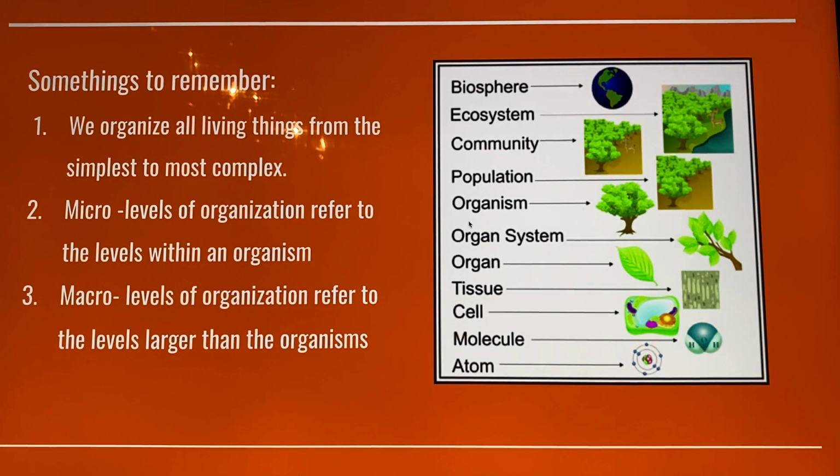All right, and just some things to remember. All right, so one, we organize all living things from simplest to the most complex, right? So the simplest is what? The atom, all the way to the biosphere. So there's so many different levels just in life, okay? And then the micro levels of organization refer to the levels within an organism, okay? And then there's the macro. Macro means large. Micro, little, macro, large. So those levels of organization refer to the larger levels of organisms, all right?